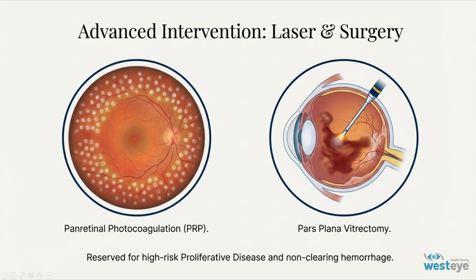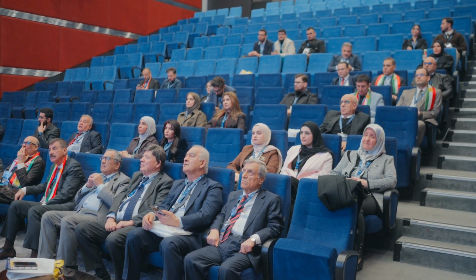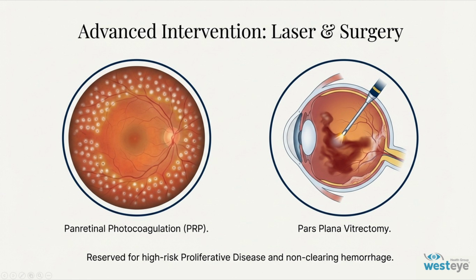On the left side of the screen, you see an example of PRP. By this application, we are sacrificing peripheral vision to save the central part of the vision by reducing the ischemic drive. On the right side, you see an illustration of retinal surgery. Of course, it's very easy to see it like that, but it's a very complicated surgery, and the results are sometimes not that satisfying. That one is reserved for advanced diabetic patients or long-standing non-clearing hemorrhages.